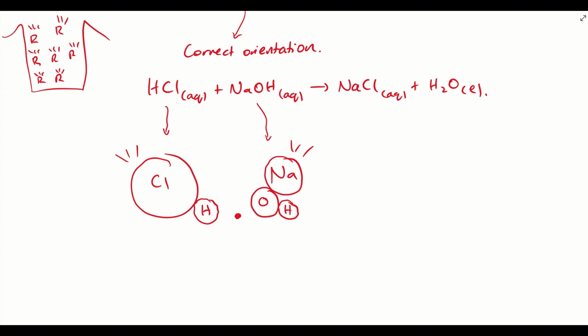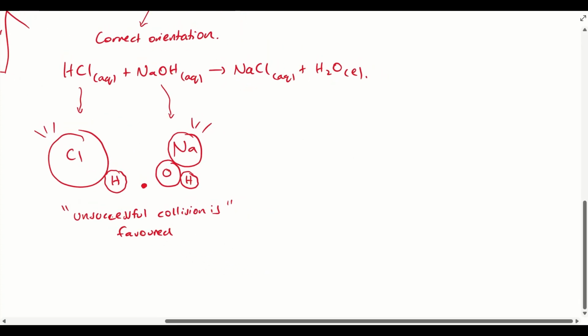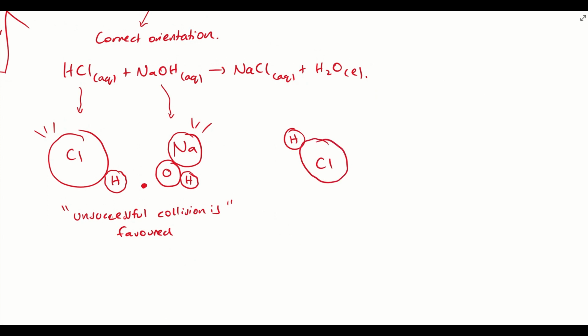So let's say, for example, this is an unsuccessful collision in this case. So at this particular orientation, we're not going to have very many successful collisions. But let's change the orientation of these molecules. Let's put the hydrogen up here with our chlorine, and our sodium here. So it's something like this, for example.